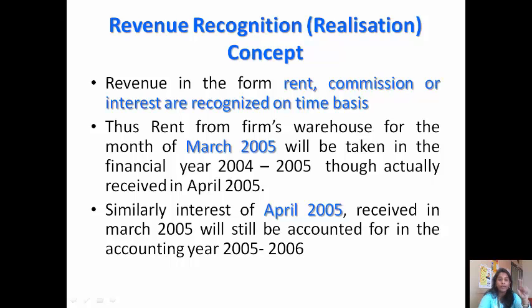Thus, rent from the firm's warehouse for the month of March 2005 will be taken in the financial year 2004-2005, though actually received in April 2005. Similarly, interest of April 2005 received in March 2005 will still be accounted for in the accounting year 2005-2006.